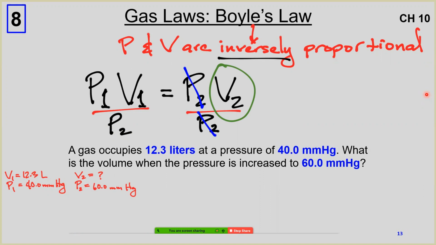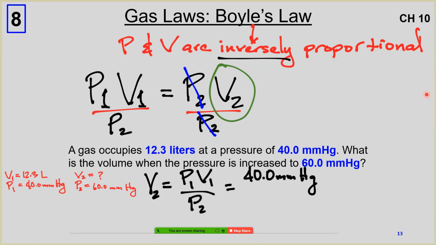So in that case, V2 equals P1 times V1 divided by P2. All right, now we can plug in the numbers. We have pressure 1, 40 millimeter mercury. And then we're going to multiply this by V1, which is 12.3 liters. And we're going to divide this by the second pressure, which is the final pressure, at 60.0 millimeter mercury.